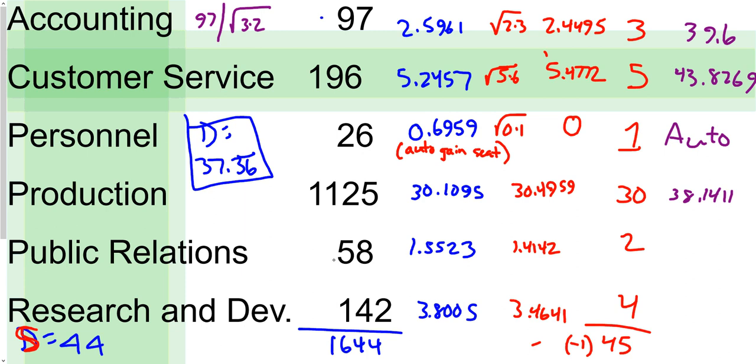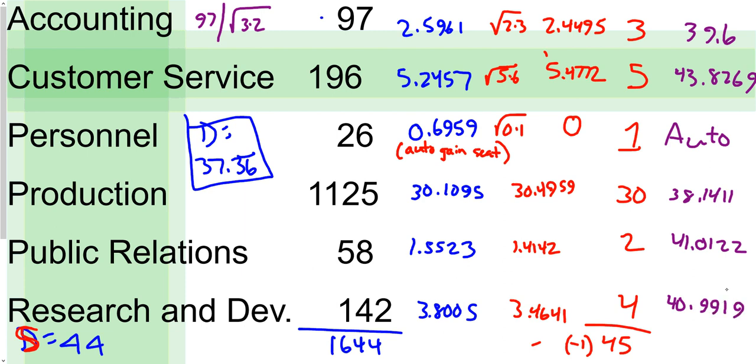Okay, public relations. Let's do that one too. 58 divided by root of 2 times 1. So square root of 2. 41.0122. And then finally, 142 divided by square root. Now the assigned 4, and we want to go down one, so 4 to 3, so square root of 12. 40.9919.